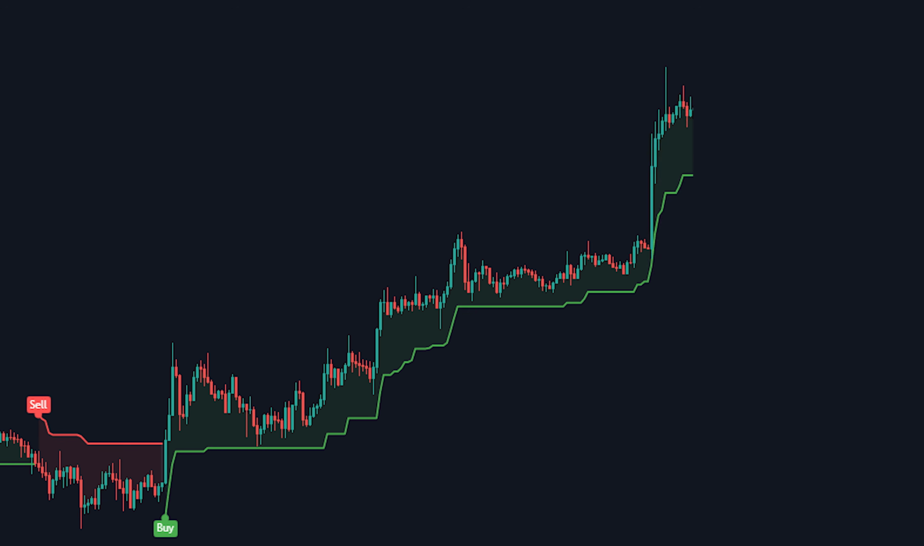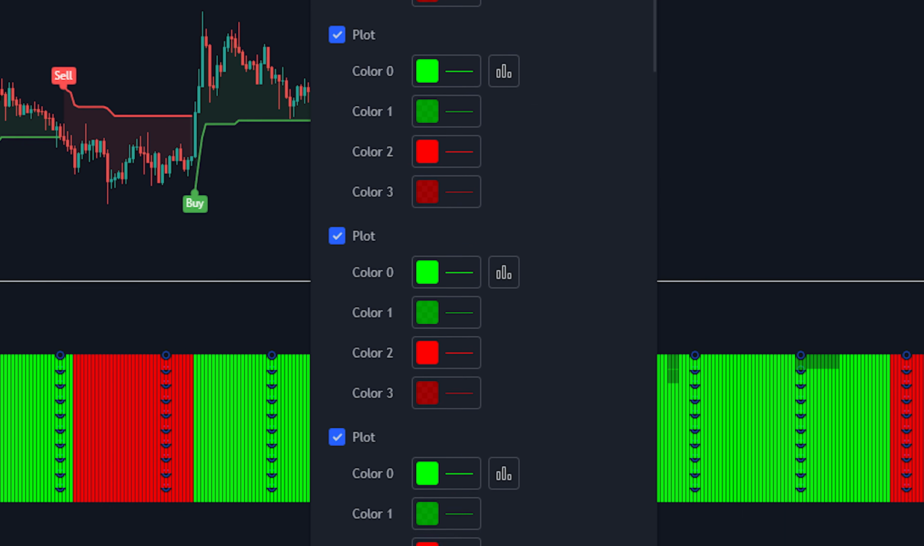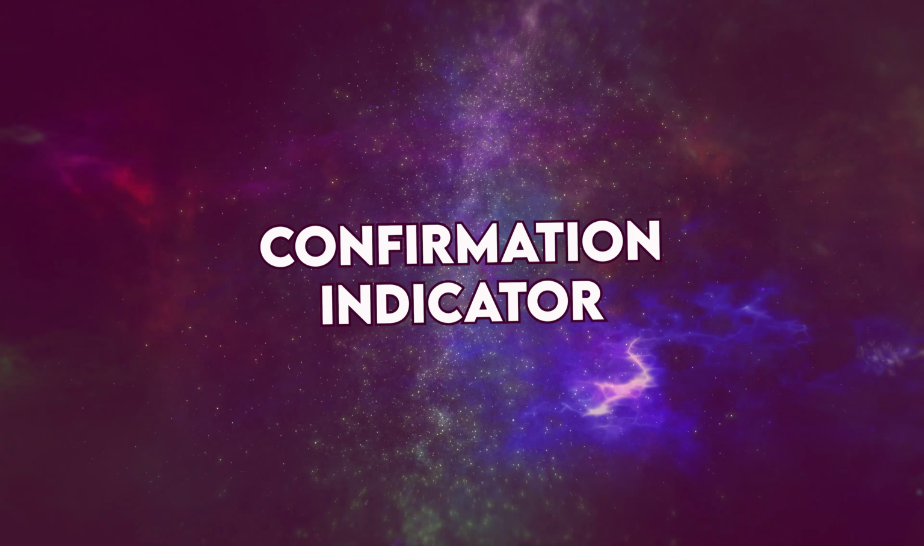Here's another example. Super trend just turned green, so we take a look at the Donchian indicator to confirm this signal. We see that it is also green, so we enter a trade. Look what happens, a huge uptrend. With this indicator, I like to keep all the settings at default. On to the next one.